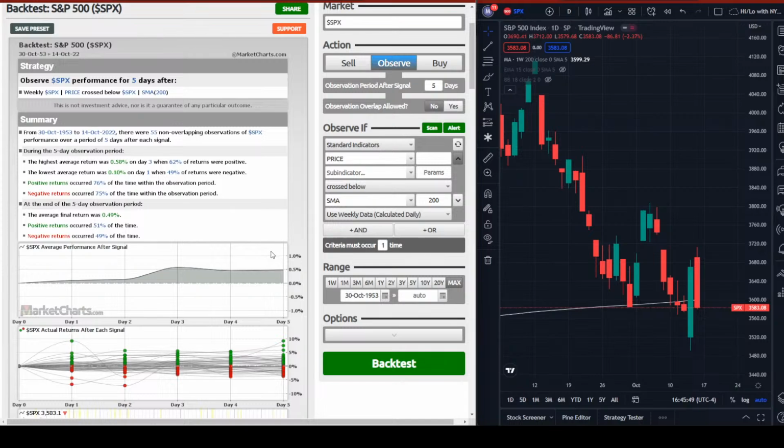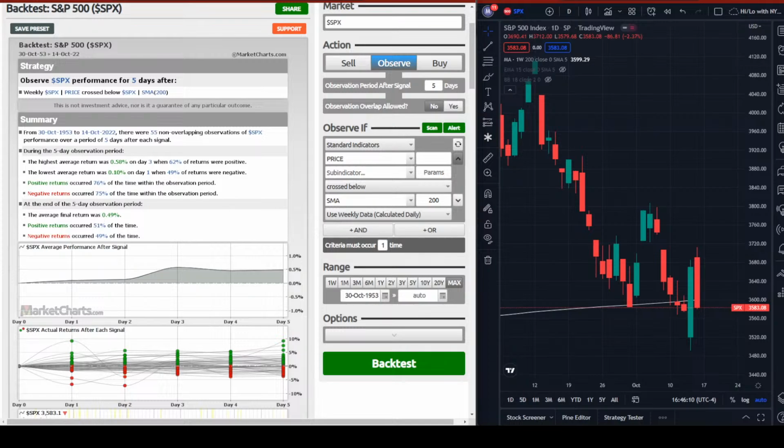Positive returns in those 5 days versus negative returns for the same period is 51% to 49 right here. 51% positive, 49% negative, average final return of 0.49%, a slight nominal edge in positive returns. But again, for the sake of argument, let's call it 50-50, a coin toss still, all right?